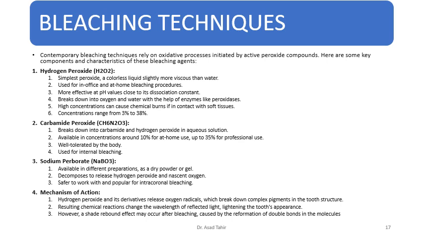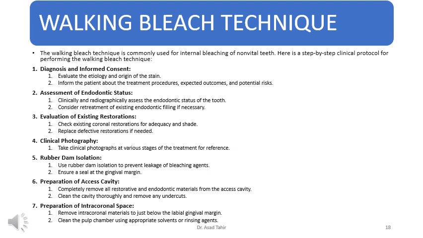The resulting chemical reactions change the wavelength of reflected light, lightening the tooth's appearance. However, a shade rebound effect may occur after bleaching, caused by the reformation of double bonds in the molecules. The walking bleach technique is commonly used for internal bleaching of non-vital teeth. Here is a step-by-step clinical protocol for performing the walking bleach technique.